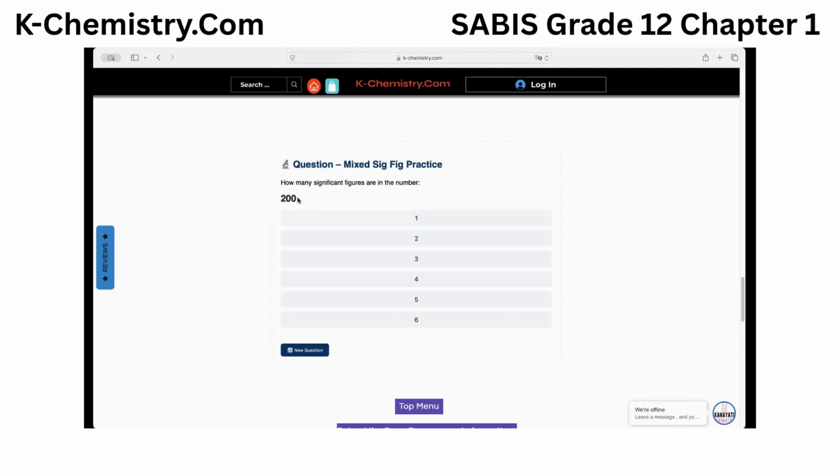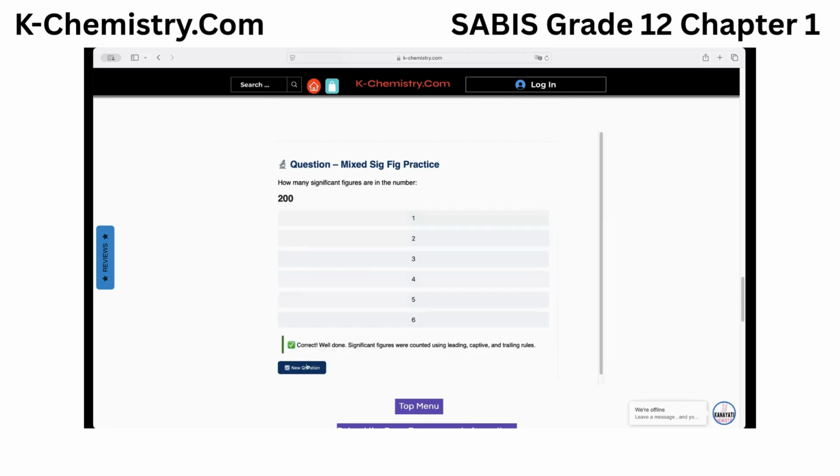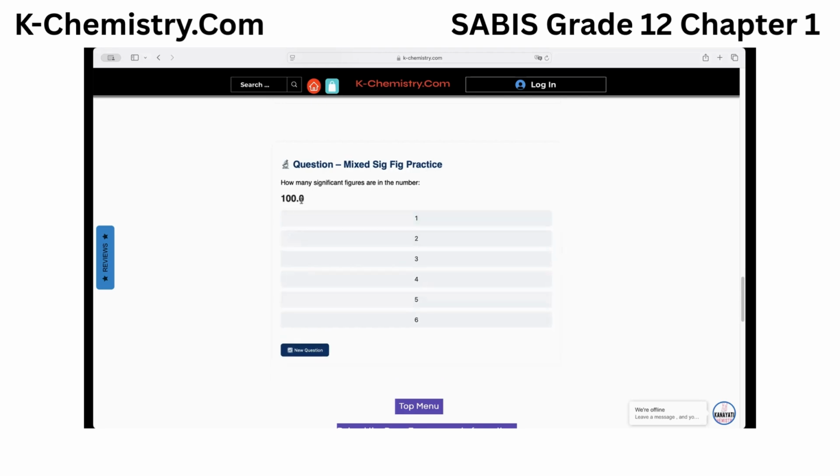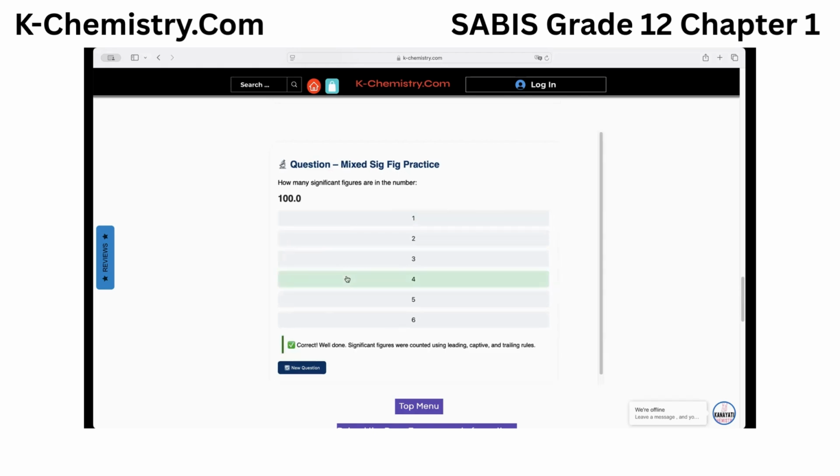These 2 zeros are not significant. They don't tell me that the measurement is significant. It can be 200, 201, 202. It's not a precise enough measurement. So I have only one significant figure, that's the 2. Here I have 4 significant figures. All these zeros are counted.